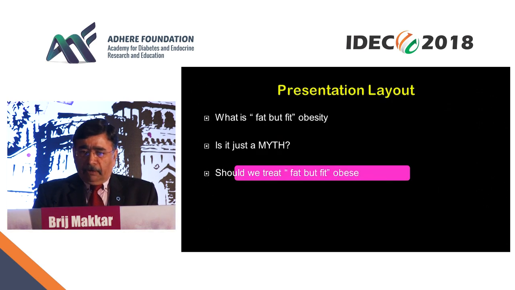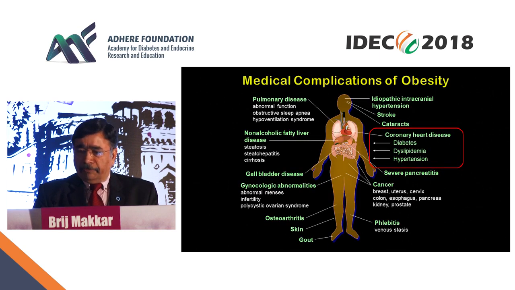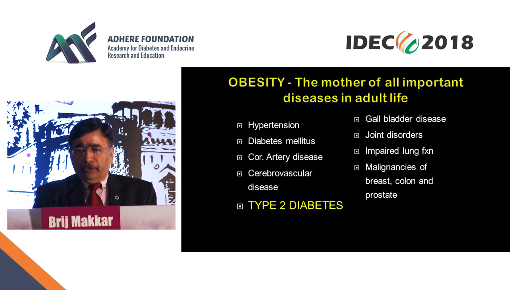So now, with this background, should we treat fat but fit obese individuals? I think the answer is very clear. Obesity is associated with a number of complications and comorbidities, and obesity is possibly the mother of all important diseases of adult life, including hypertension, diabetes, and coronary artery disease, and diabetes is especially one of the major risks associated with obesity. And we know that diabetes is a kind of epidemic in India and growing in magnitude on a daily basis.